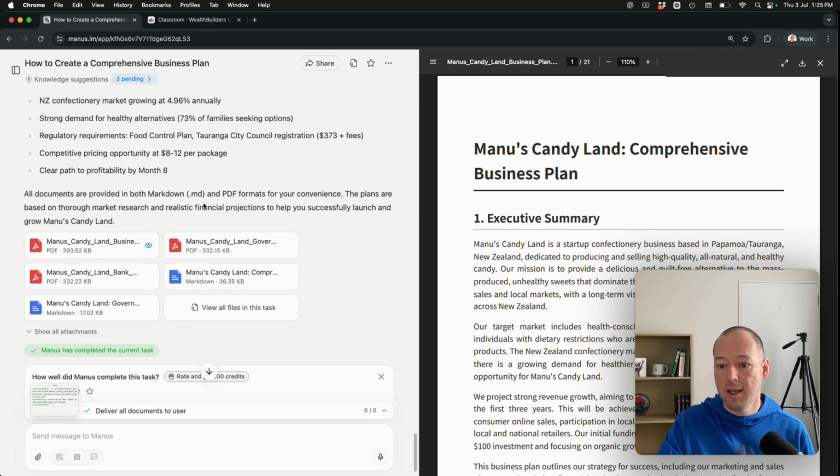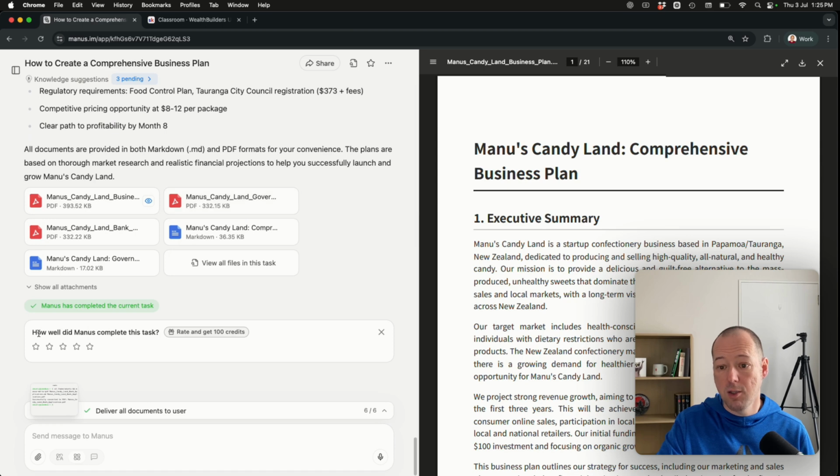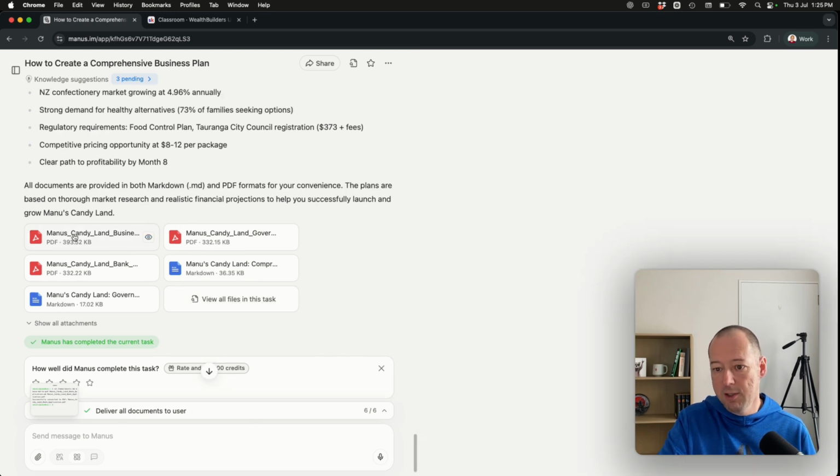And now have a look at the output. But first, you see, how well did Manus complete this task? And that's something I really like with this AI software. You just rate it. Be honest about your rating. And when you rate it, you get 100 extra tokens credited, so you can burn those tokens on new requests, which I really, really like. Okay, let's have a look.